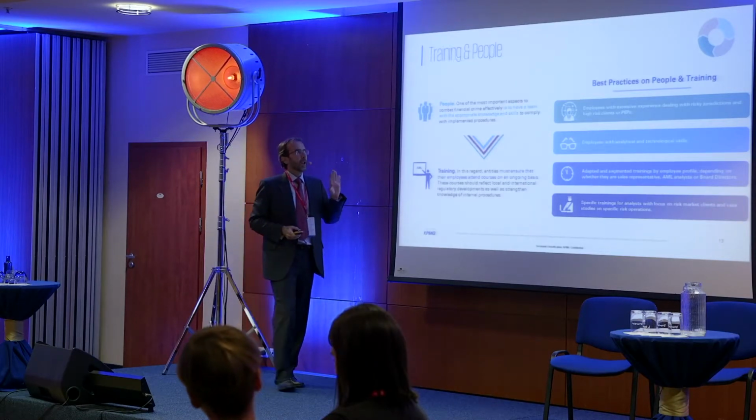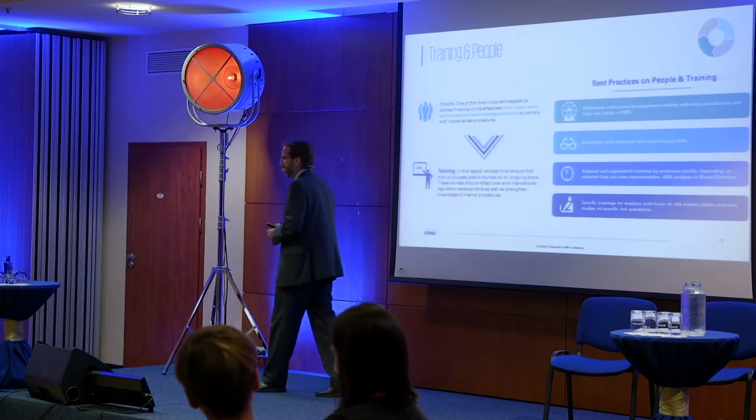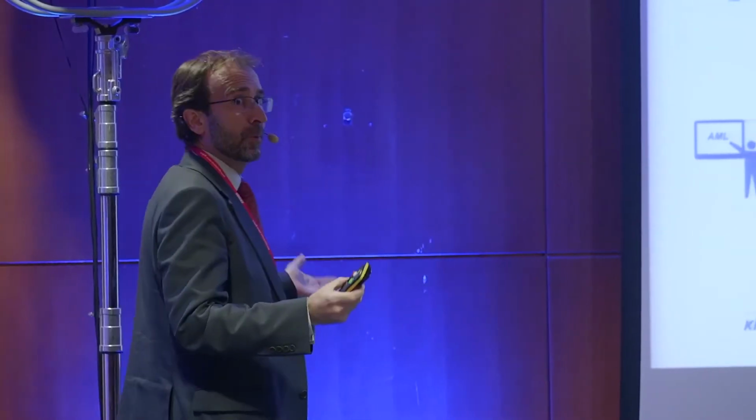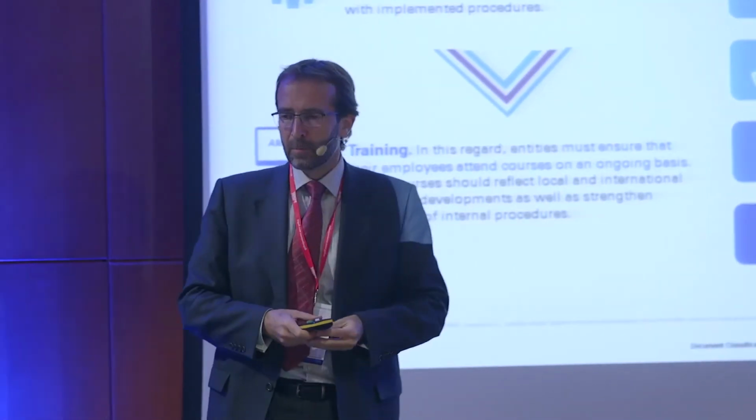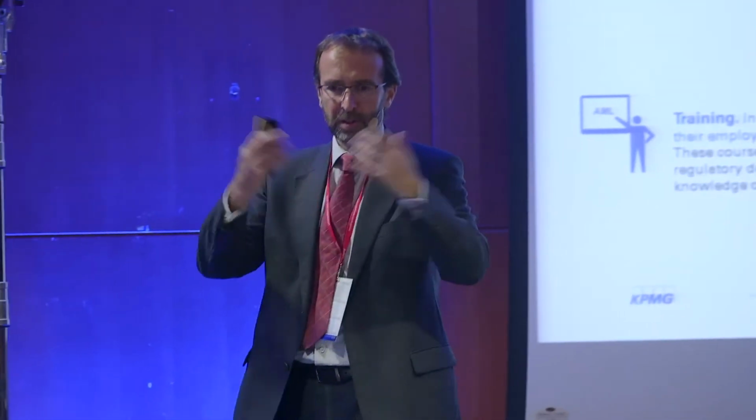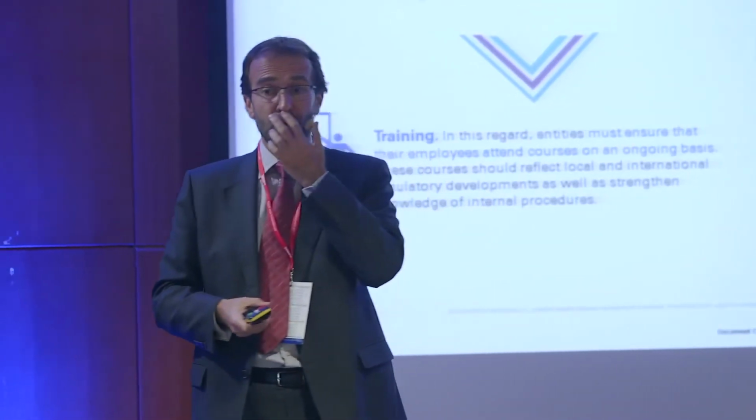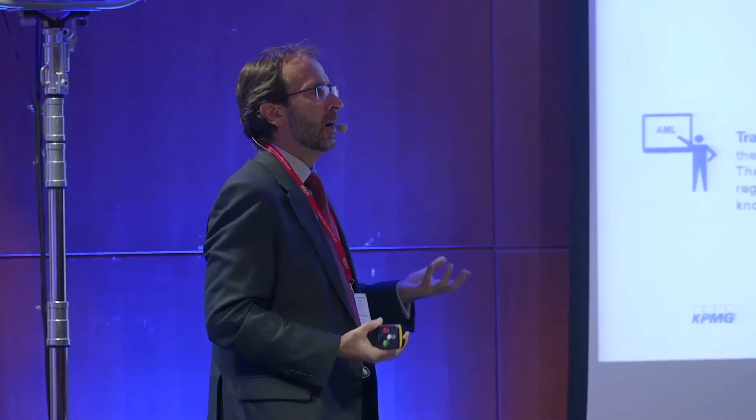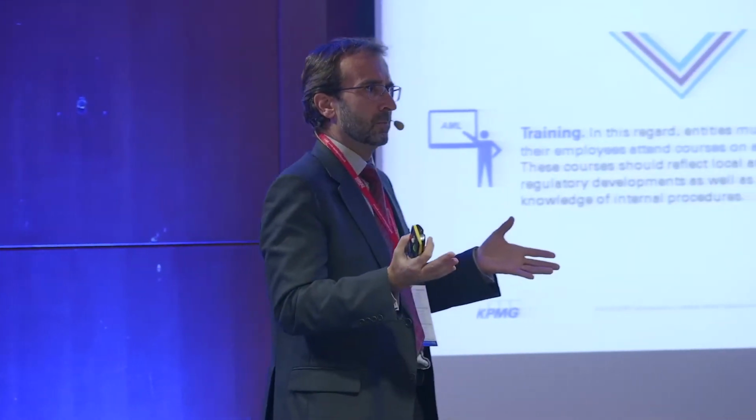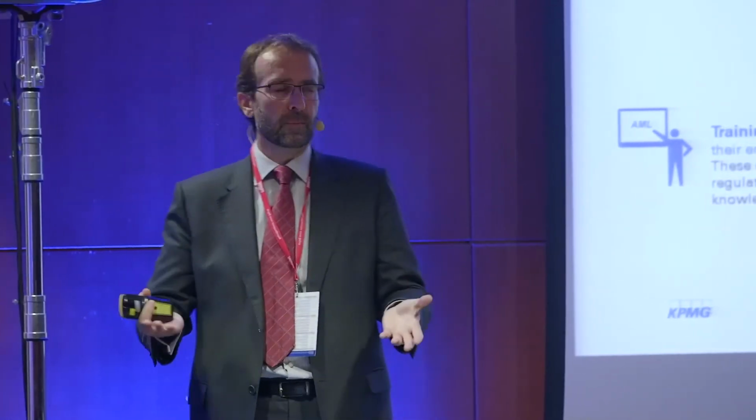Good. Last pillar, training and people. Quite obvious. People, after technology, or together with technology, are the most important asset of any financial institution. So when we apply an AML model, people are going to be our asset. We need to have the right people in our model, and we need to train them properly.